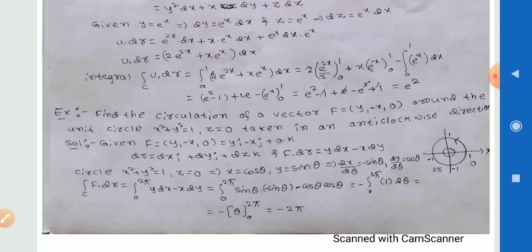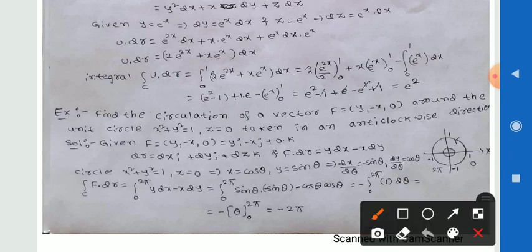Here dr is equal to dx i plus dy j plus dz k. Here f dot dr, this is the f value, this is the dr value. By doing the dot product f dot dr we get y dx minus x dy. The given circle is x square plus y square is equal to 1 and z is equal to 0.